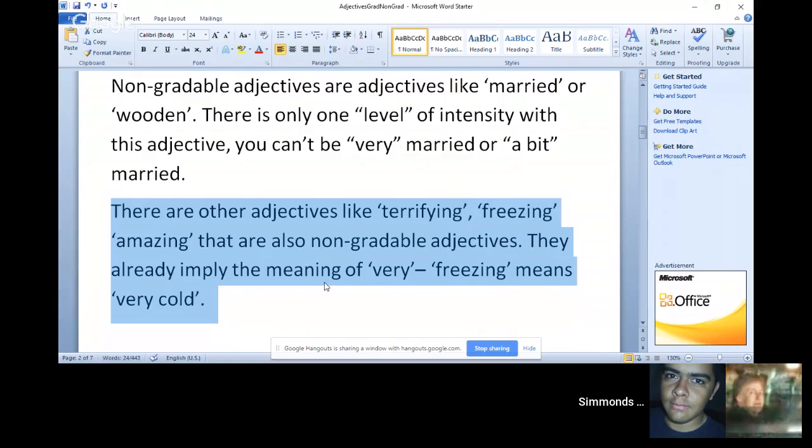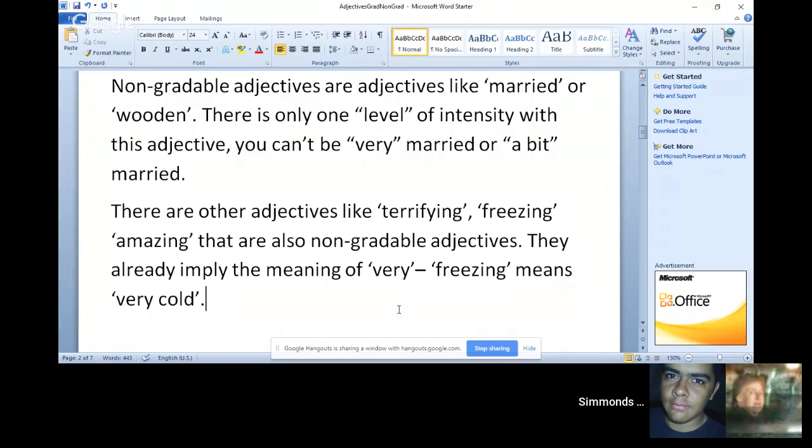So then we have other more difficult, if you say, for example, oh, I'm freezing. Well, of course it means very cold. It's not just cold, it's very cold. And so when you have that implied, then you're not going to use, a bit, very, etc. These are their intensifiers, we call them. Any questions with this so far?